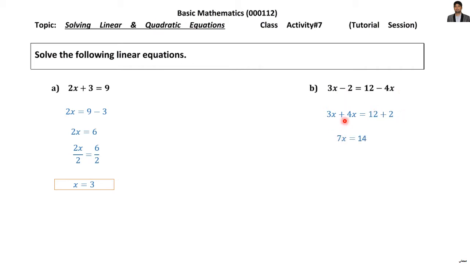Simplify it: 3x + 4x = 7x. 12 + 2 = 14. Divide both sides by 7. x = 2 is our final answer.